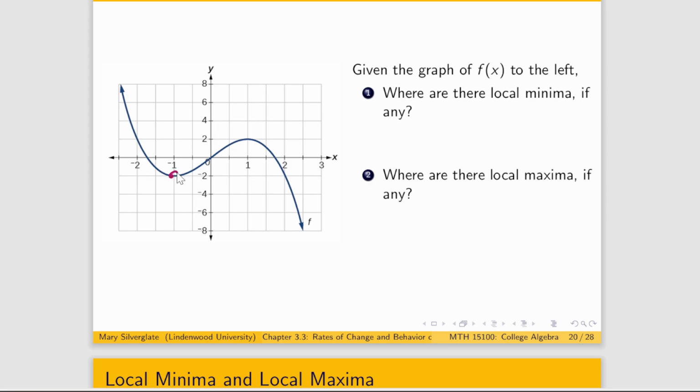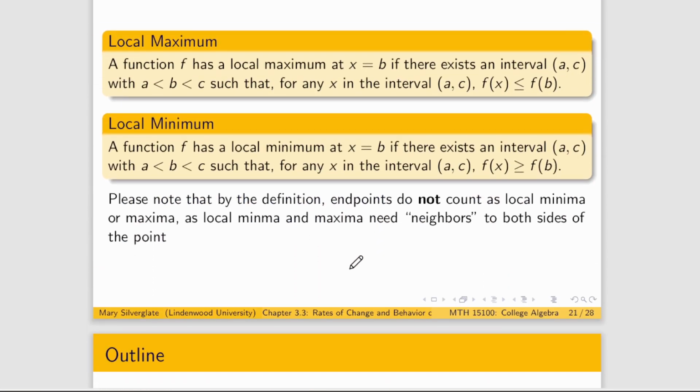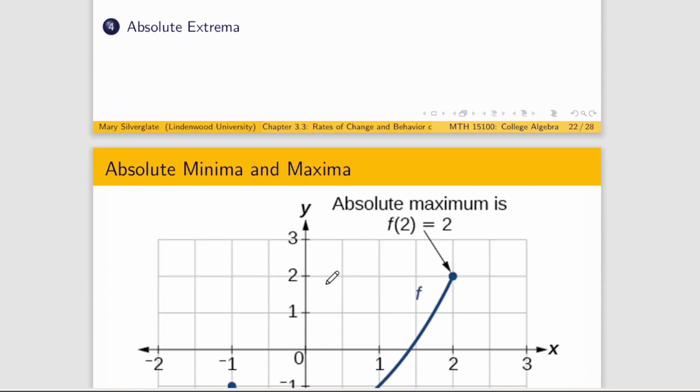So it appears that we have a local minimum down here at the point -1, -2. And this is actually talking about a coordinate. It's no longer talking about interval notation of particular x values. That's an actual point that it occurs at. And similarly, the local maximum happens at +1, +2, and that's again an actual point. And again, we need neighbors on both sides of the point.